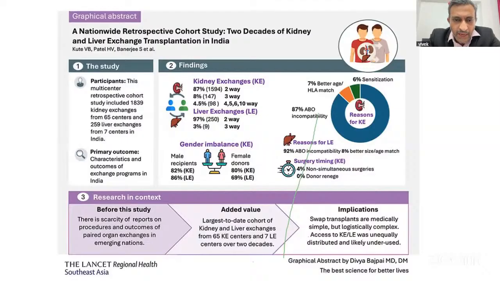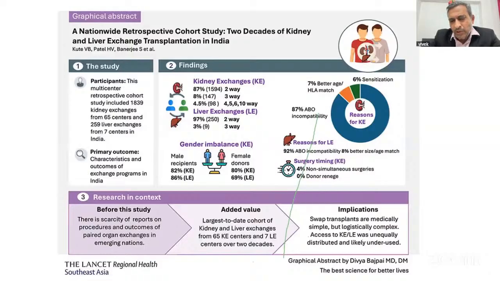In the kidney exchange, 87% are two-way exchange. So basically, the majority of kidney exchanges are two-way exchange because more teams are needed to carry out simultaneous transplant surgery. And in liver exchange, 97% are two-way exchange. Then there is a gender disparity. Recipients are male and donors are female, which is not uncommon, and this is similar to any other living donor transplant. The most common reason for joining the kidney or liver exchange is ABO incompatibility, for example 87% for kidney exchange.